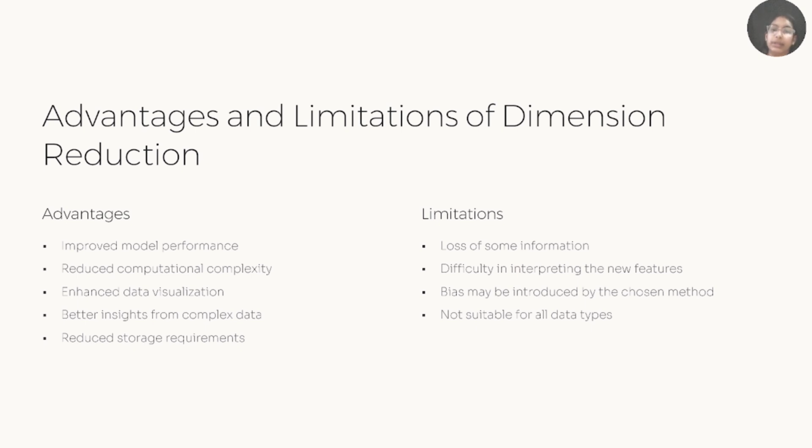And then what are the limitations? Loss of some information, because in reducing the dimensions we can also lose some important information. Then we can have difficulty in interpreting the new features, because as we are reducing the predictors, we have to take new predictors. If we are removing some, then we need a common predictor, a single predictor, to predict those values. Bias may be introduced, and it is also not suitable for all data types.